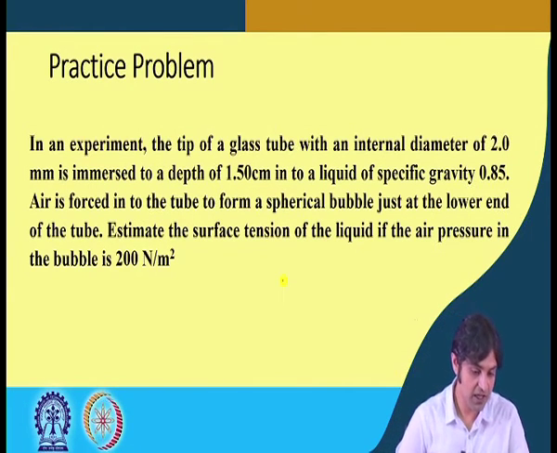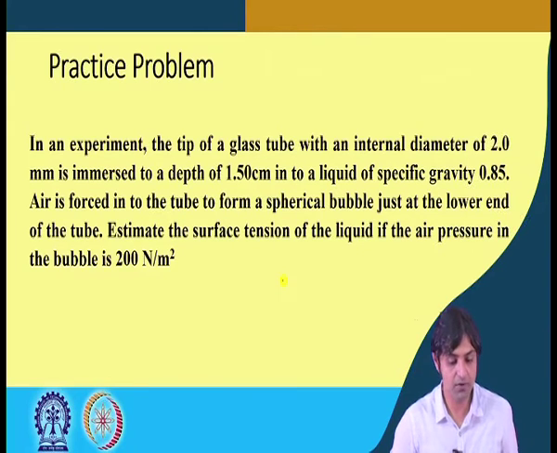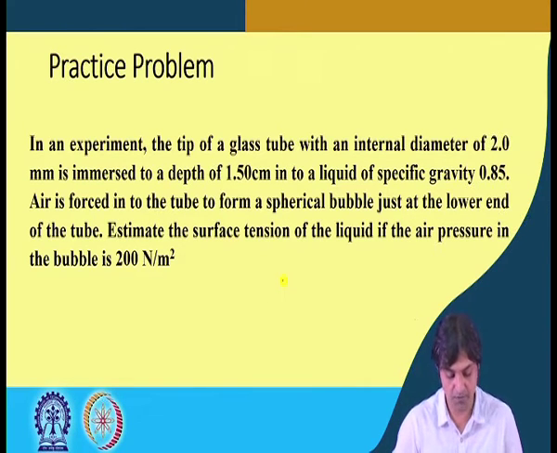So the question says, in an experiment, the tip of a glass tube with an internal diameter of 2.0 millimeters is immersed to a depth of 1.5 centimeters into a liquid of specific gravity 0.85. Air is forced into the tube to form a spherical bubble just at the lower end of the tube. Estimate the surface tension of the liquid if the air pressure in the bubble is 200 Newton per meter square. So how do we approach this problem?